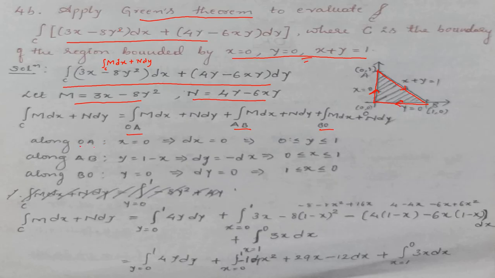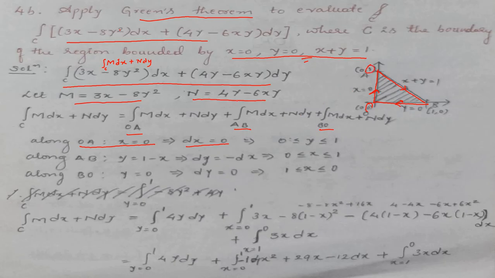Along OA, what is the line equation? The line equation is x equal to 0. Therefore, its derivative dx will be 0. As we are eliminating the x part here, the remaining variable is y. Therefore, the limit is 0 to 1.